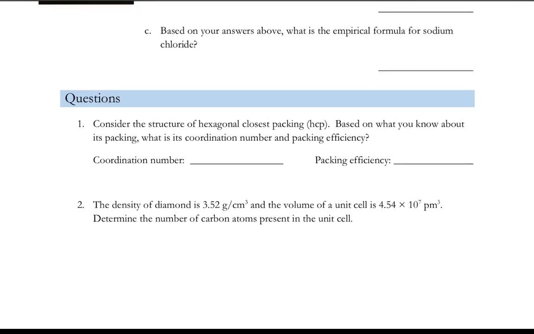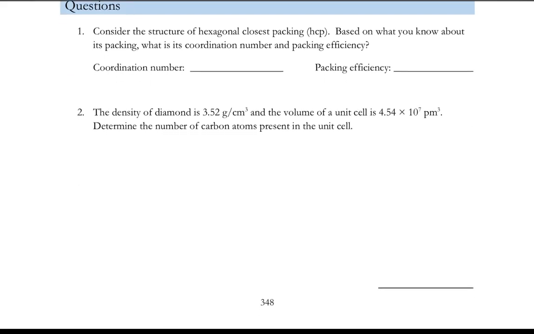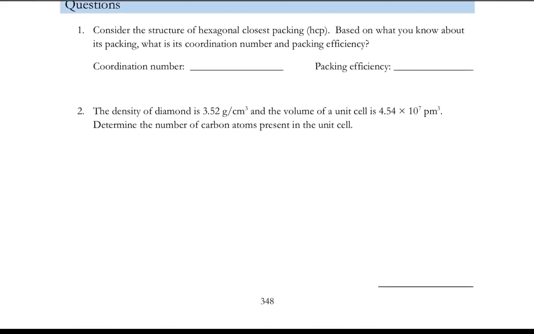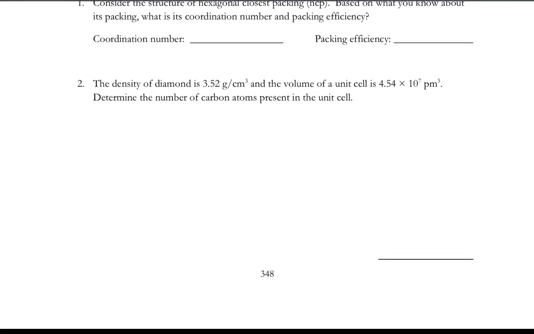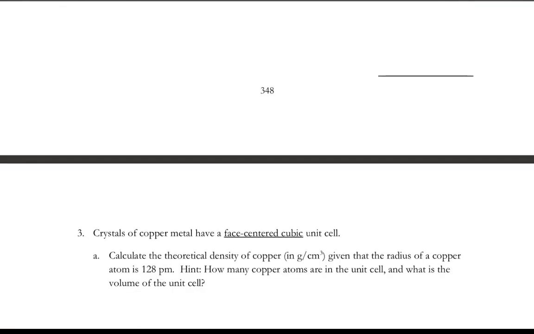Number 2, the density of diamond is 3.52 grams per cubic centimeter, and the volume of a unit cell is 4.54 times 10 to the 7th picometers cubed. Now, a pico is 10 to the minus 12. So convert that to centimeters cubed, and you'll be able to ultimately figure out the number of carbon atoms present in the unit cell. It's a dimensional analysis problem for the most part.